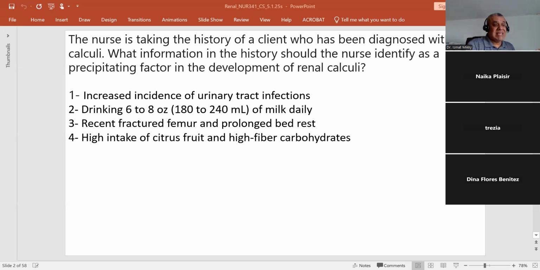So that's long-term immobilization. And then we have a high intake of citrus fruit and high fiber carbs. Which one do you think is the highest risk factor that predisposed the patient to develop urolithiasis, calculi, kidney stones?